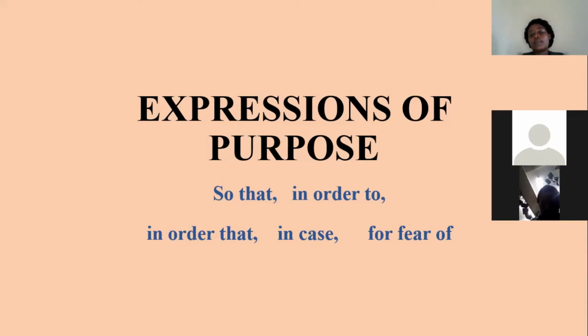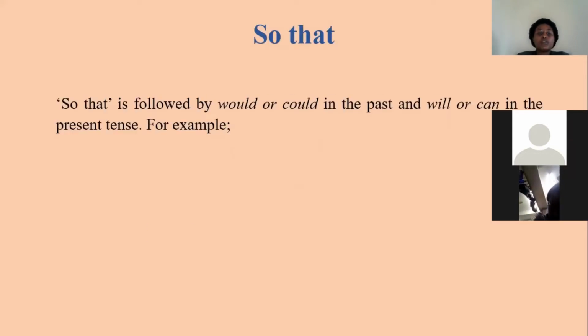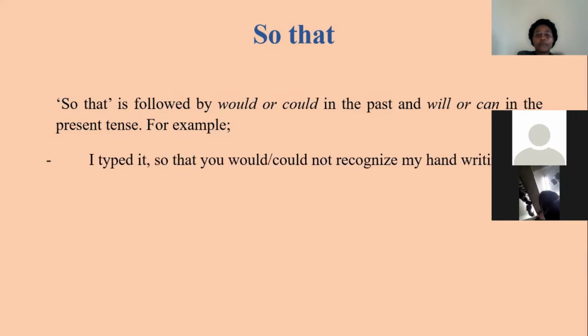We know there are other conjunctions that express purpose or reason, like because: I went there because I wanted to do ABC, but we are going to use these ones for the sake of our lesson today. And we are beginning with so that. When we use so that, it is usually followed by would or could in the past, then will or can in the present. And we have some examples here.